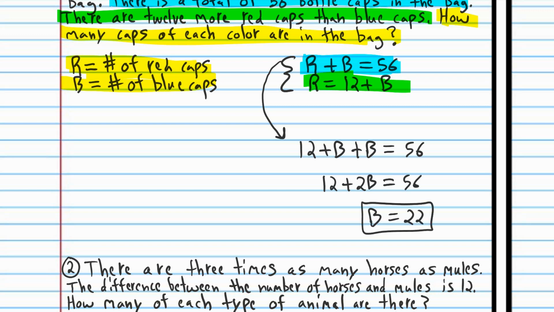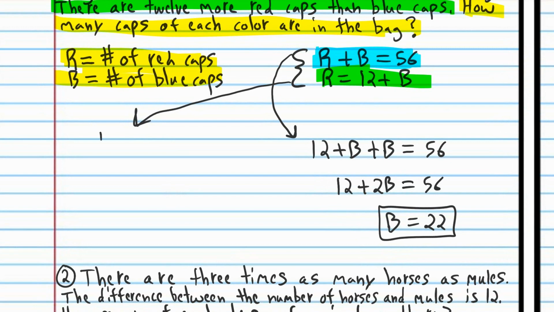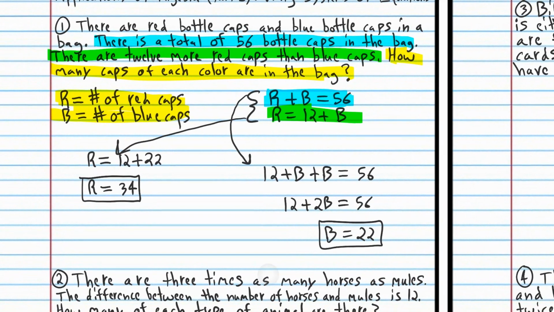So there's 22 blue caps. And then we use the other equation. We could use the blue equation, but the green equation is going to be the easiest to use to find the number of red caps. And then we just plug in 22 for the number of blue caps. And r is equal to 34. So there's 34 red caps. So those are the answers. So that's how you use a system of equations to solve a word problem.